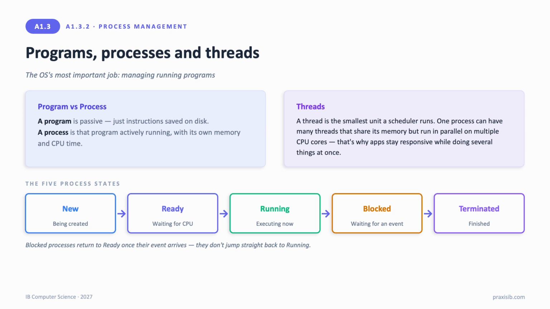Now look at the bottom of the slide, the 5 states a process moves through during its life. It starts in new while it's being created. Then it moves to ready, where it is waiting for its turn on the processor. When it gets that turn, it is running, actively executing. If it has to wait for something like data from the disk or input from you, it becomes blocked. And when it's all finished, it is terminated and cleaned up.